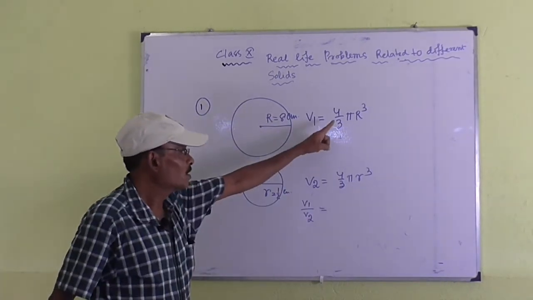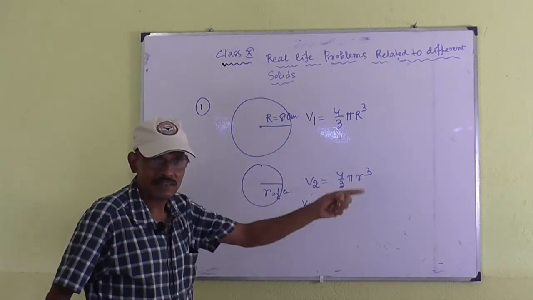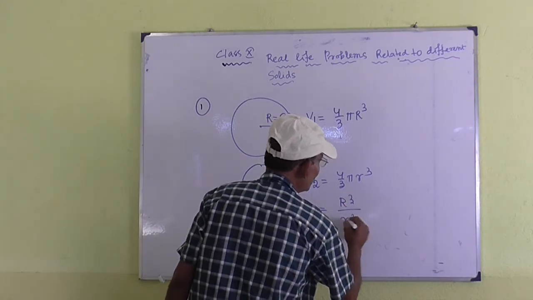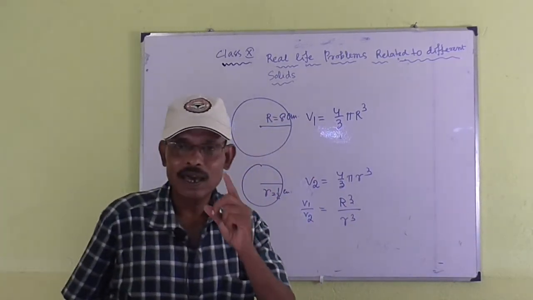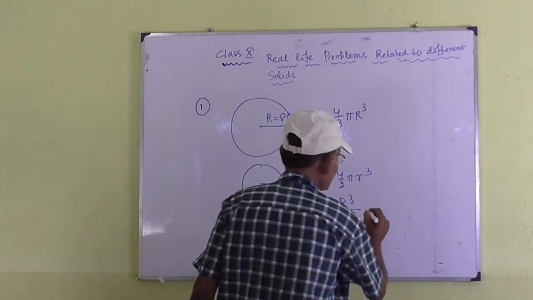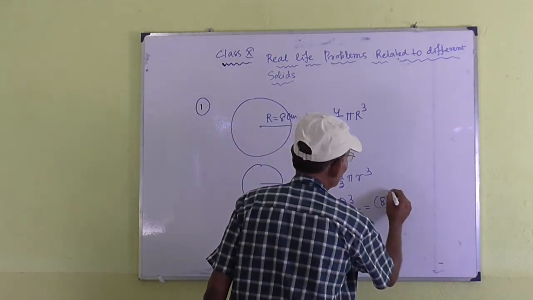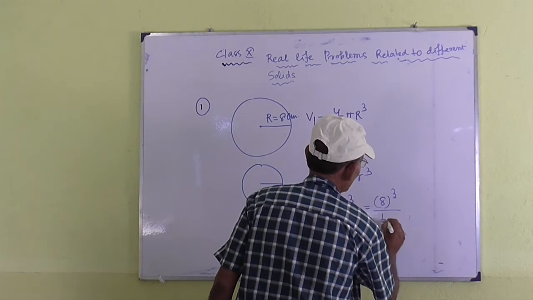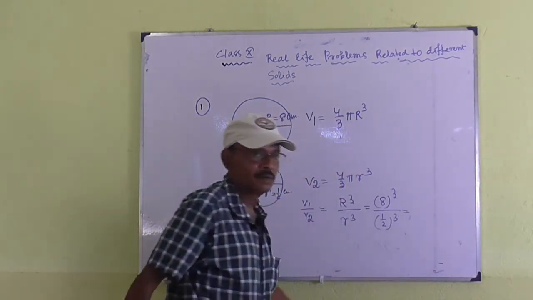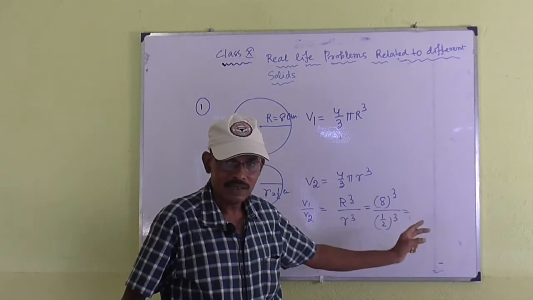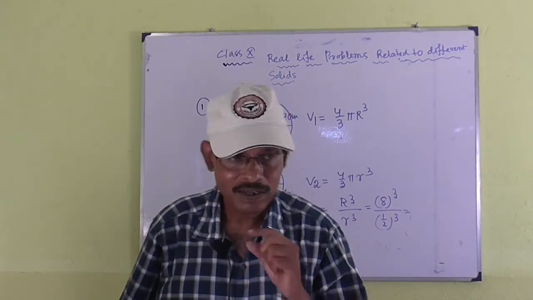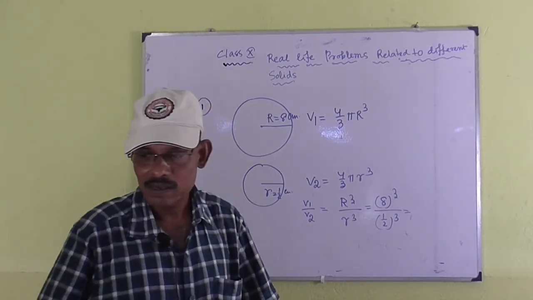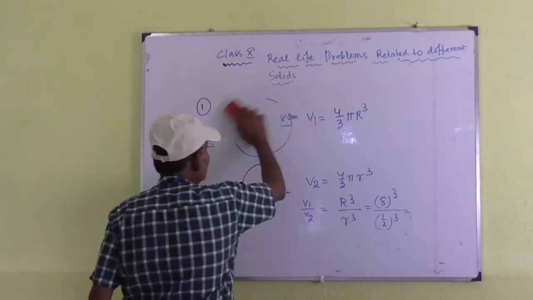Now, you see that 4 by 3 pi and 4 by 3 pi are cancelled. Clear? So, we have R cube by r cube. Now, putting the value of capital R and small r, that means 8 cube by half cube. We have the result. Clear? After cancelling and calculating, we have to find the result. Clear? All the students, next example I will give you.